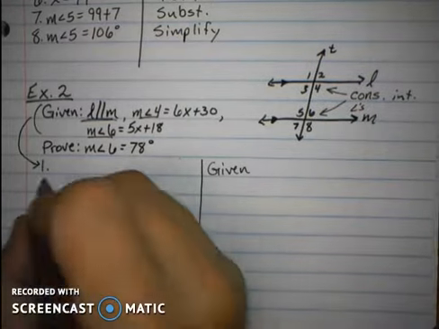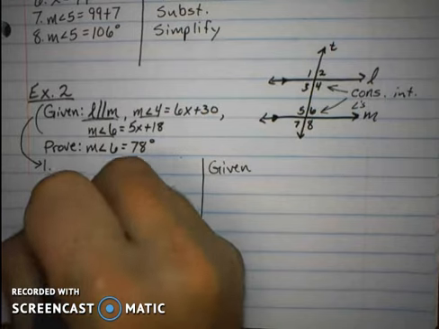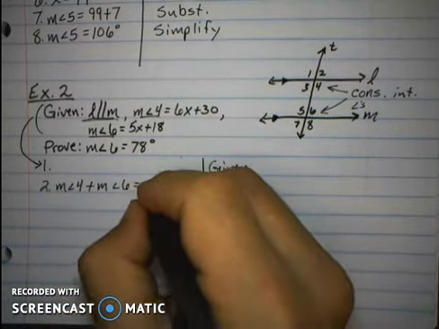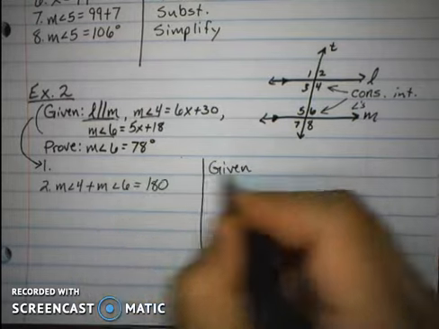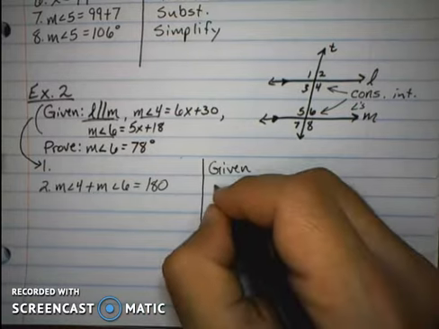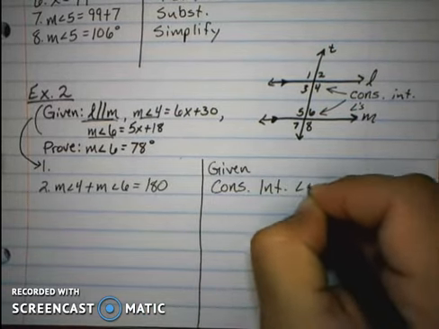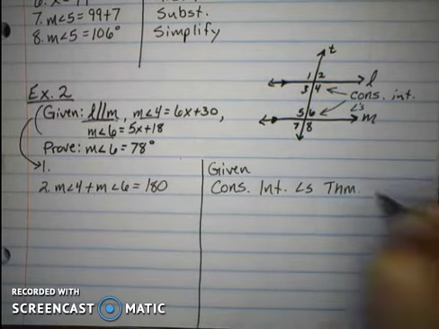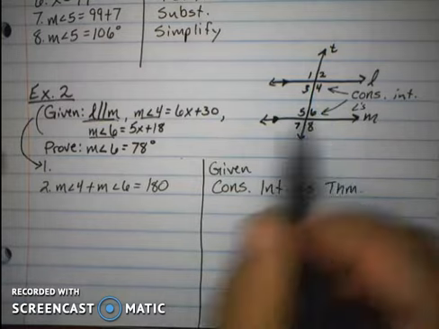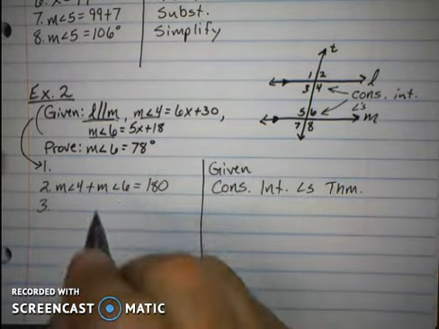Okay? So that's my next statement, is that the measure of angle 4 plus the measure of angle 6 equals 180, because they're supplementary, and I'm combining that idea of supplementary into this. And so our reason is the consecutive interior angles theorem. Okay? Because if they're parallel lines, consecutive interior angles have to be supplementary. Now I have an equation that I can substitute values into.